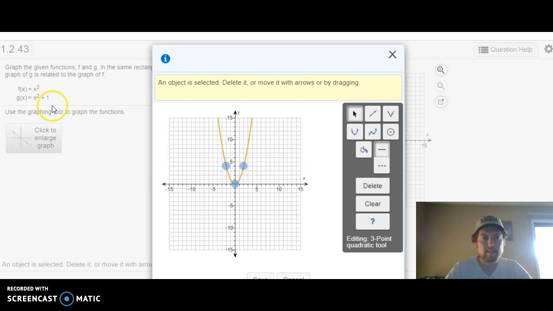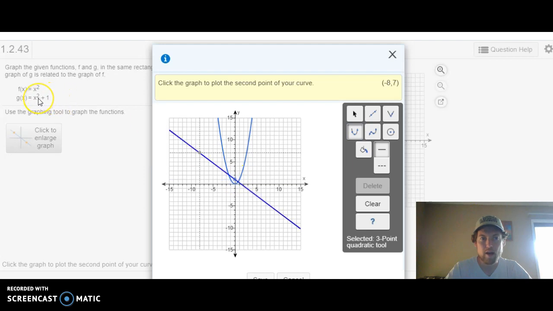I'm going to create a second graph for g of x, so I'm going to use that 3-point tool again. And this time around, when you substitute 0 in for x, 0 squared is 0, plus 1 is 1. So there's an ordered pair at (0, 1). When I substitute 2 in for x, 2 squared is 4, 4 plus 1 is 5. So I have an ordered pair at (2, 5). I'm also going to have another ordered pair at (-2, 5).